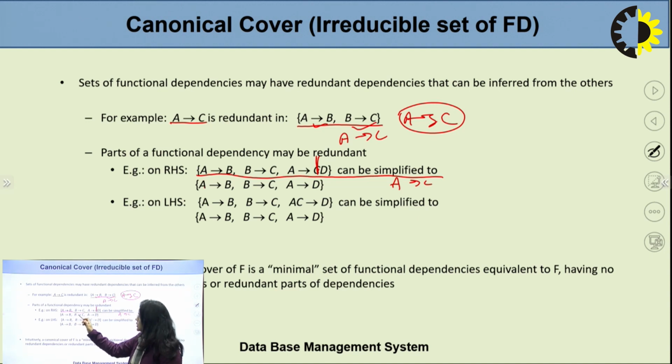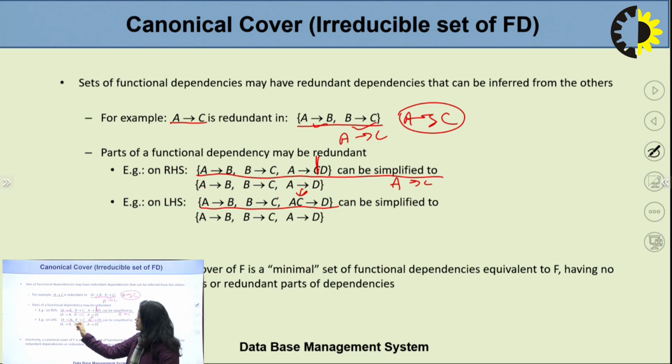A tends to B, B tends to C, A tends to D. That C was an extra element, we can remove that. Here also we can check for the extra element. So here we can see there are two elements. What can be extra? Let's check for it. It can be simplified or not.